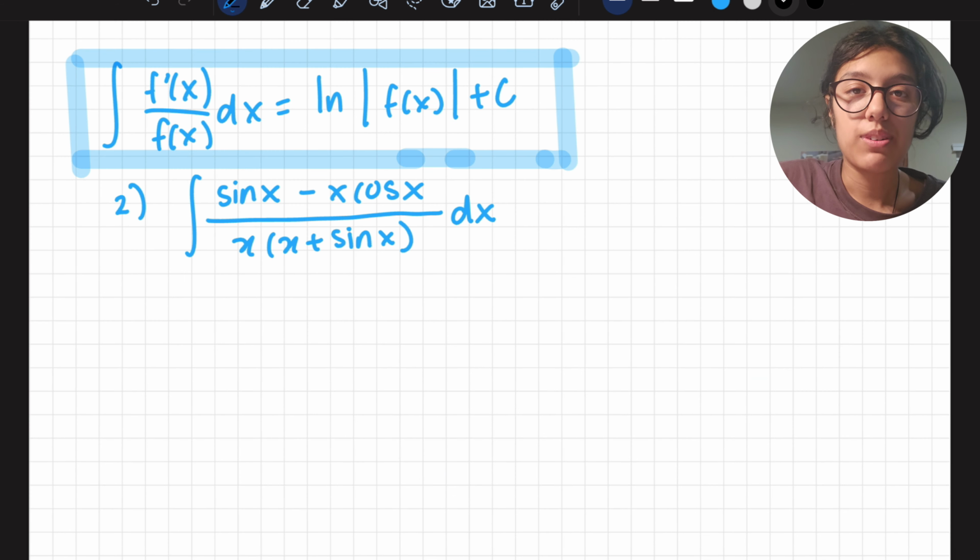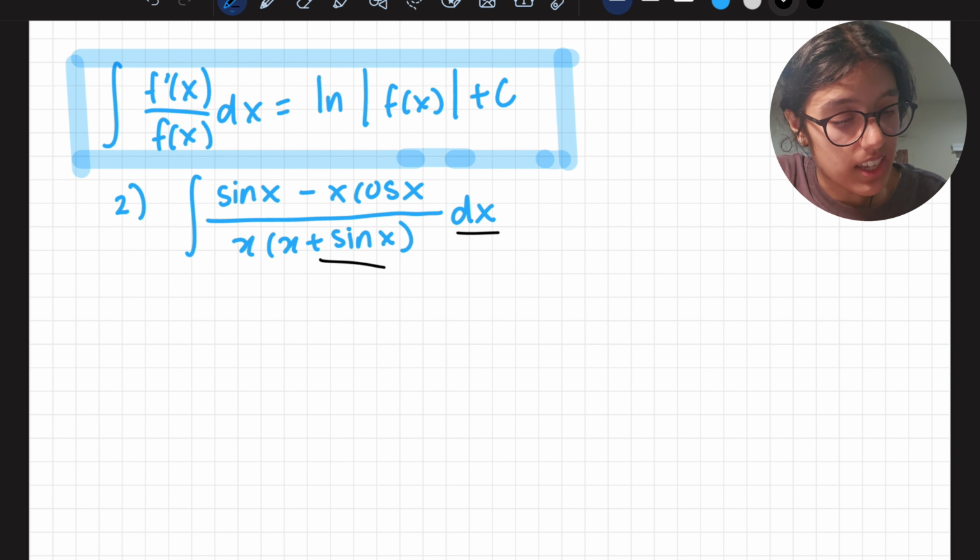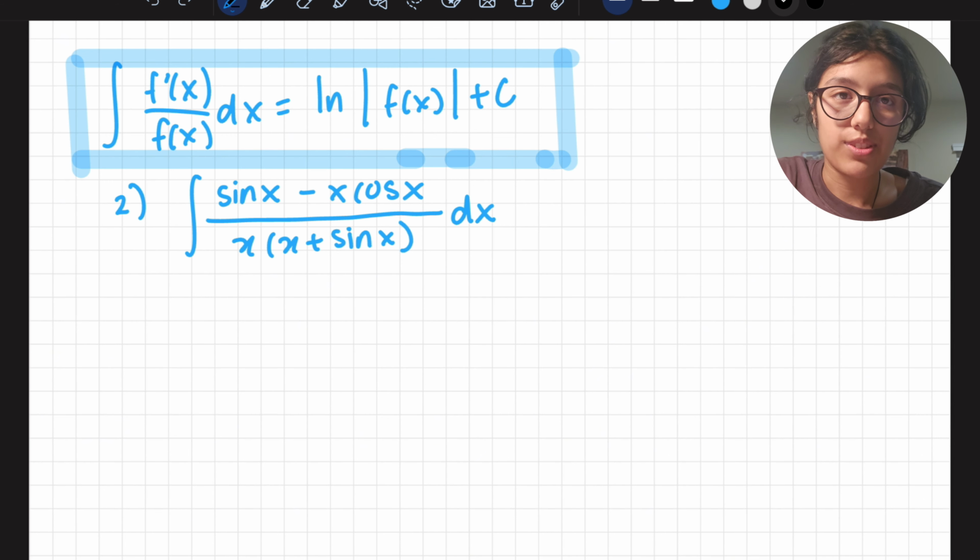All right, now on to our second problem. This one's a little bit tricky. So, the integral of sine x minus x cos x over x times x plus sine x dx. And I'm going to go over the solution right now.